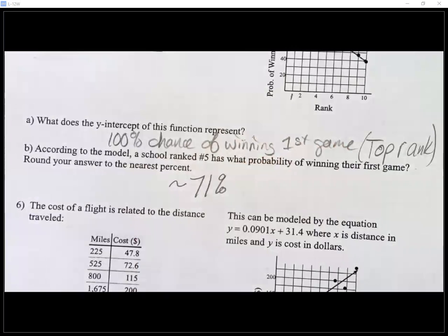I have no idea if these are accurate. Angelina, tell us, do you feel like this holds water? Yeah, all right. I mean, it makes sense. The higher ranked you are, the better your chances are.